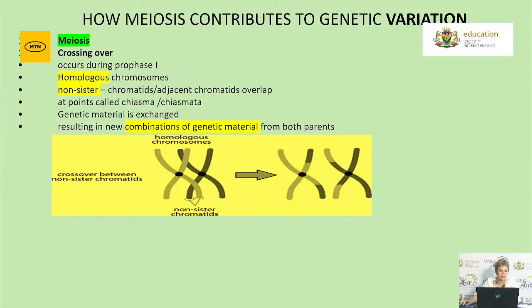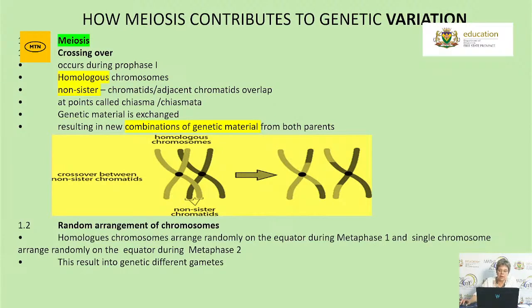They exchange genetic material, and then, very important, the product of crossing over is a combination of genetic material from both parents, or 2 genetically different chromosomes. In this case 2, but actually genetically different chromosomes is the end product of prophase.